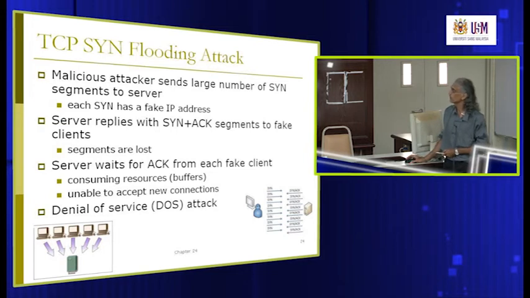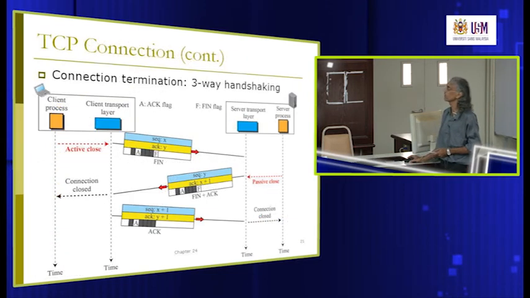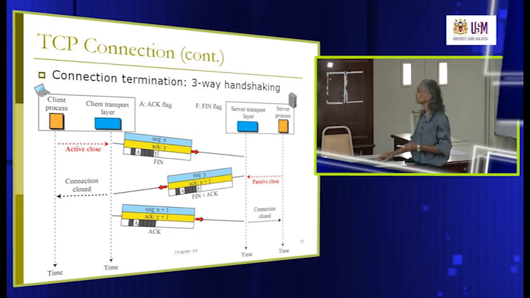So the server basically waits for an acknowledgement from each fake client. It does not arrive, right? Remember the three-way handshake. The server replies, but this one does not come. So you wait. It cannot release the memory, right? If you do it very fast, then it will eat up the RAM and all that. Okay, so we'll stop here then.